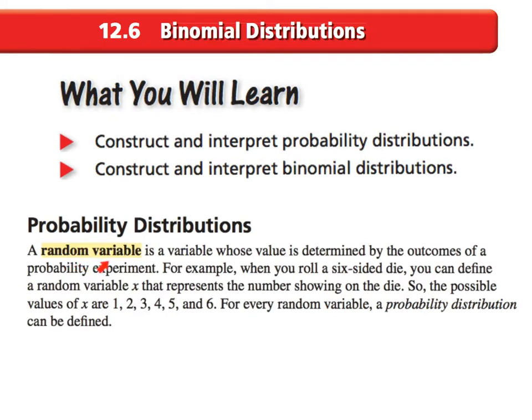A random variable is a variable whose value is determined by the outcomes of a probability experiment. For example, if you would roll a six-sided die, you can define a random variable x that represents the number showing on the die. So the possible values of x would be 1 through 6. For every random variable, a probability distribution can be defined.